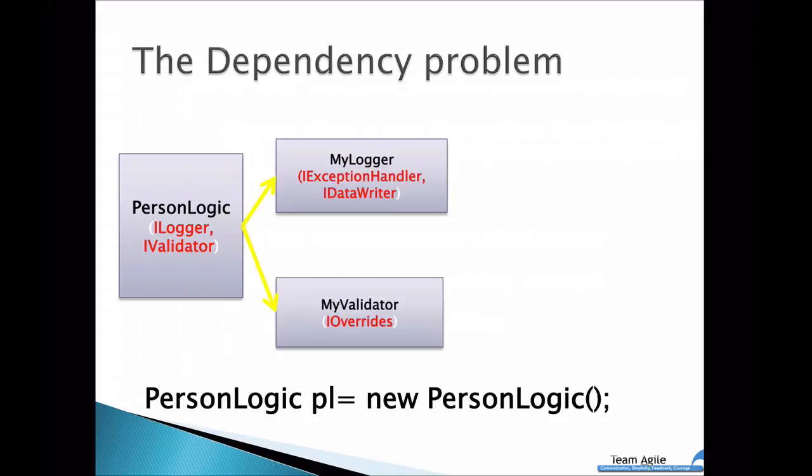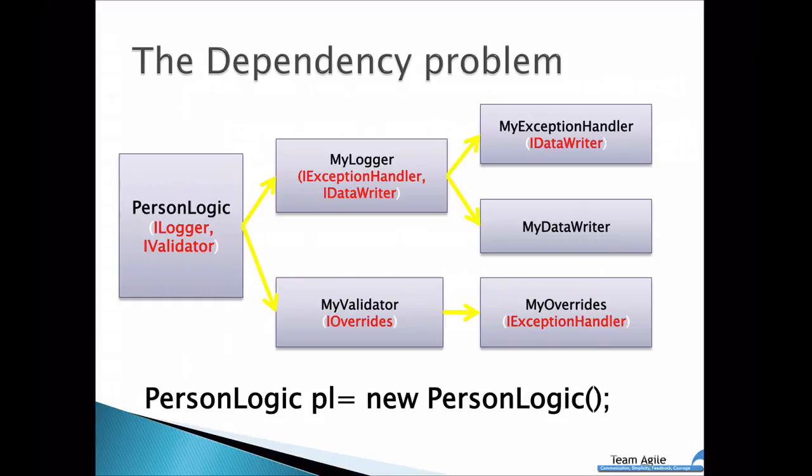What if to create a logger, you need an exception handler and a data writer? And to create a validator, you need to have an I overridable somewhere in the dependency. And to create the handler and the overrider, you need 3 new dependencies. So now to create this simple person logic, you need 9 lines of code in your production code just to create this thing. So now you have to create these factory methods.